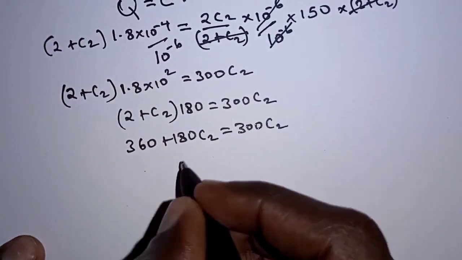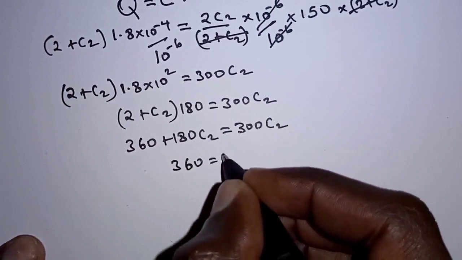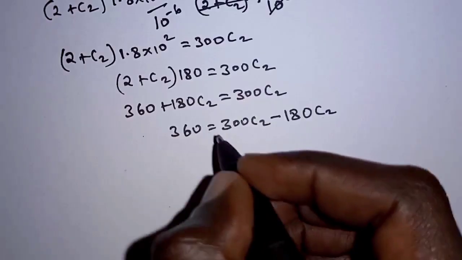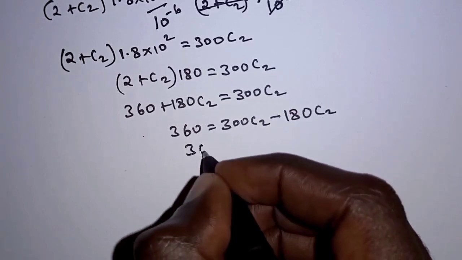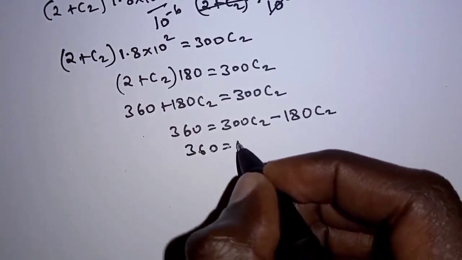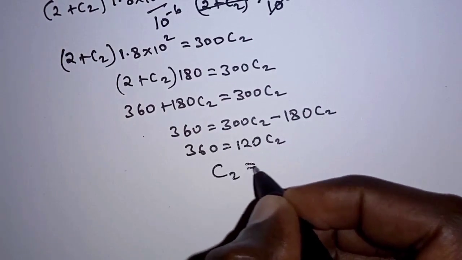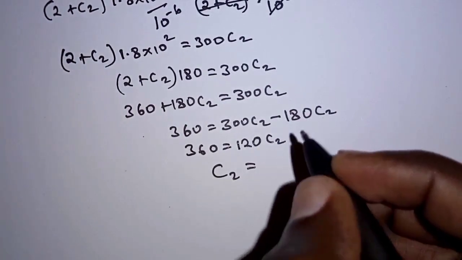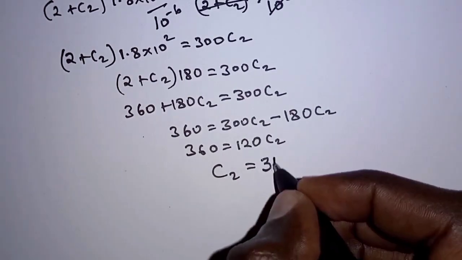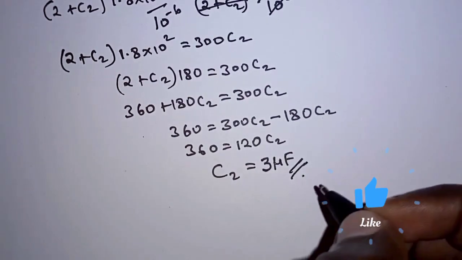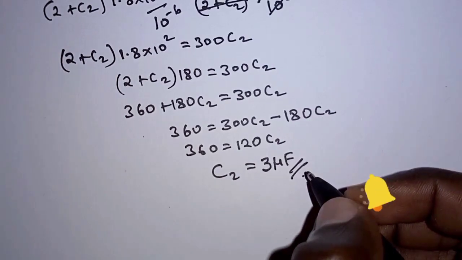180 crosses, and here we'll have 360 is equal to 120 C2. Now C2 becomes, dividing both sides by 120, is 3 microfarads. And this is how we go about this question.